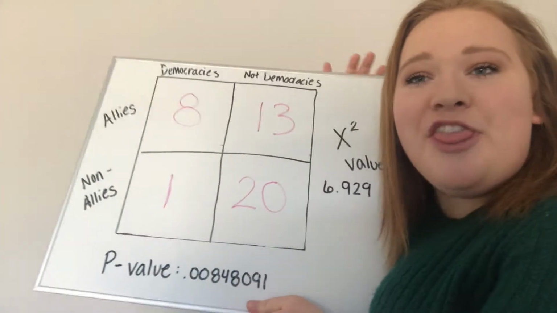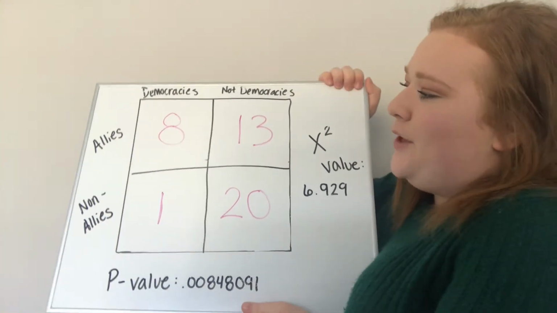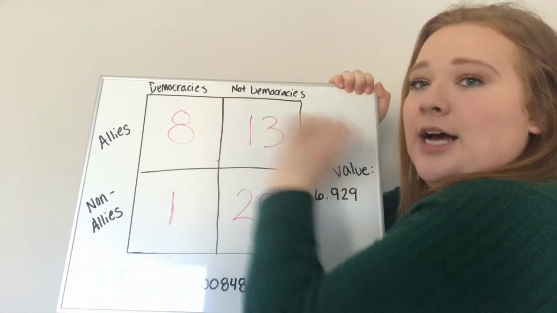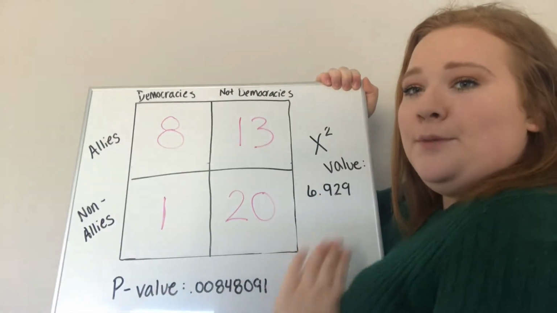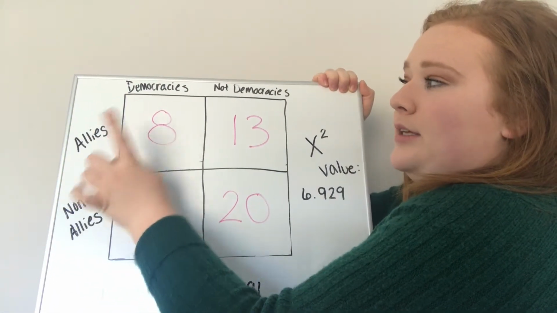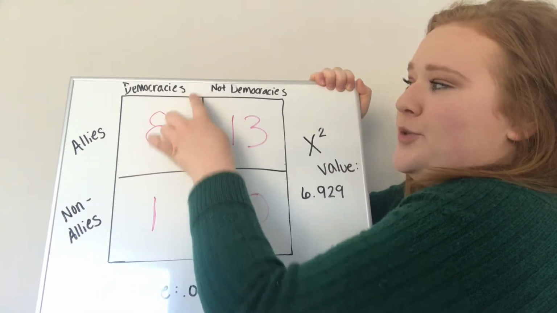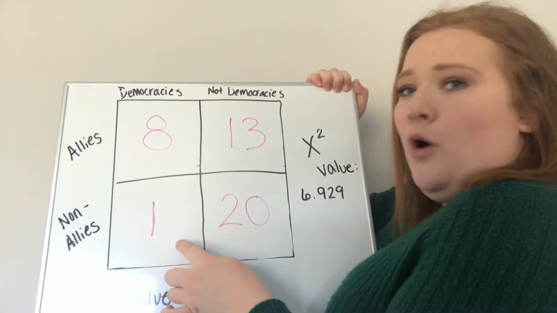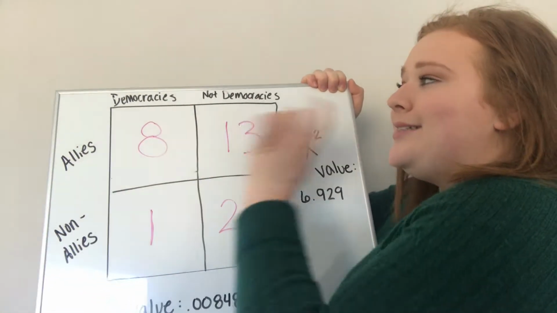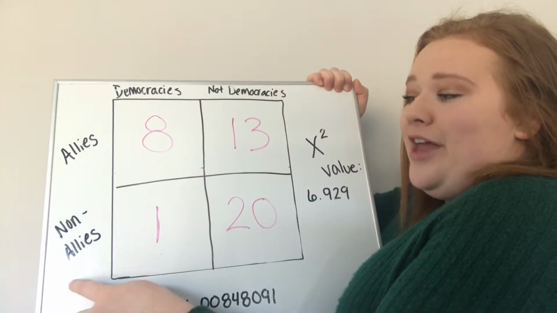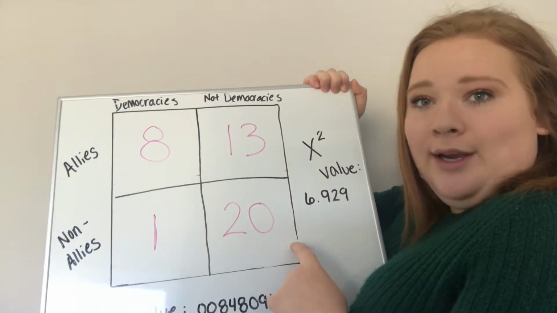Which led me to creating this table. So this table is allies, not allies, democracies, not democracies. Ignore these numbers for now. So you can see that there were allies and both countries were democracies. There were 8 of them. The countries were not allies, but they were both democracies. Only 1. Allies, but 1 country might have been a democracy, 1 might not have. There were 13. And then not allies, that same category, 20.